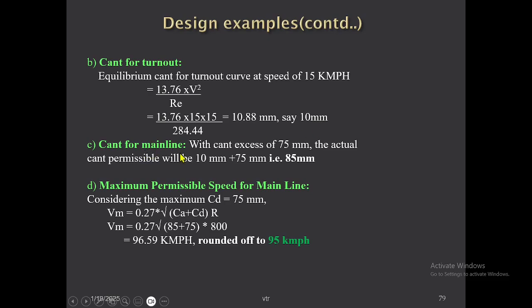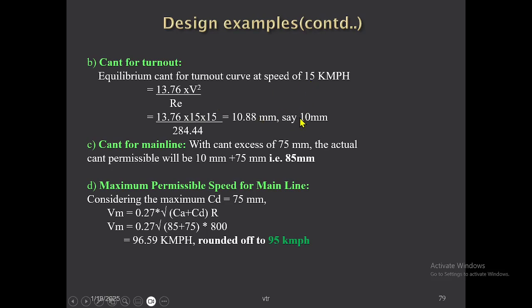But how much cant are we finding out for our main line? So we can permit a cant excess. Here we are availing cant excess. But when we are providing 10 mm, we can permit a cant excess of 75 mm. That's why the actual cant we can provide is plus 75, 85 mm. When you are providing 85 mm, what will happen when trains are going on the turnout at 15 kmph?